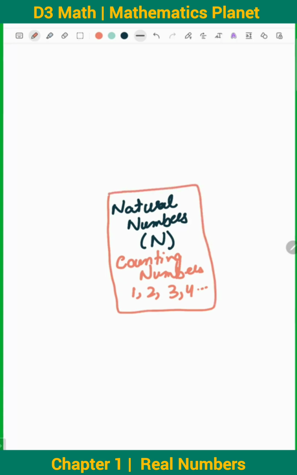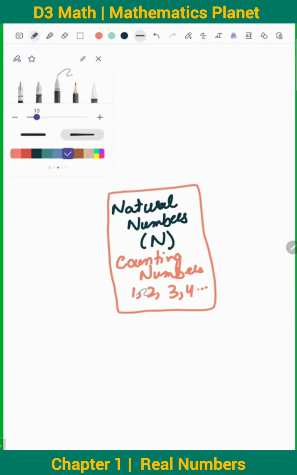So it means natural numbers do not include 0. 0 is not included in the natural numbers. Negative numbers are not included in the natural numbers. Natural numbers are only the counting numbers. They start from 1, 2, 3, 4 and carry on.